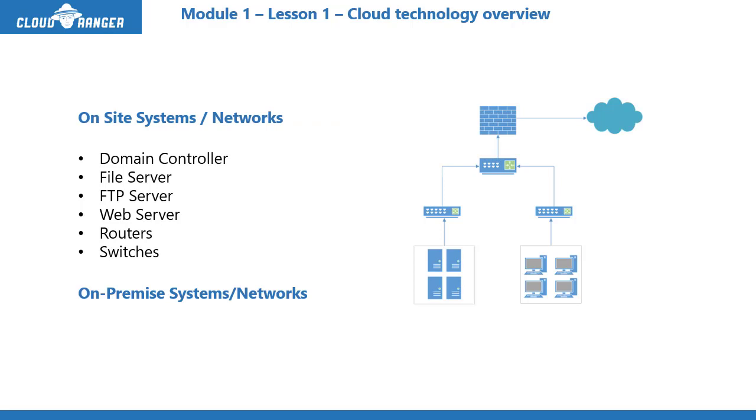Back in the day, and sometimes even today, we have on-site systems and networks. Everything that you see in this diagram used to be physical: physical computers, physical servers, routers, switches, gateways, firewalls, and they used to be connected to the internet.